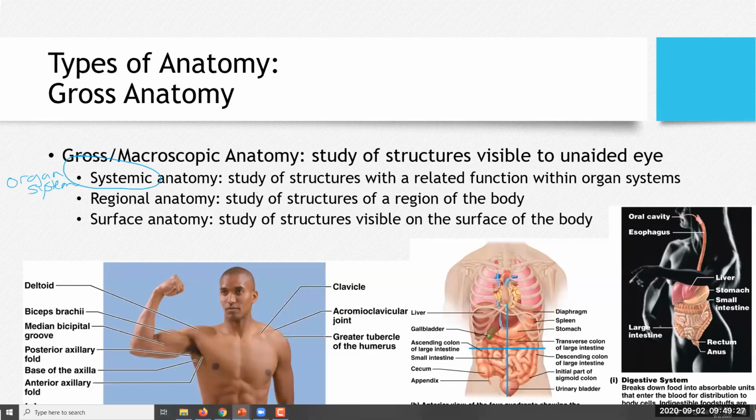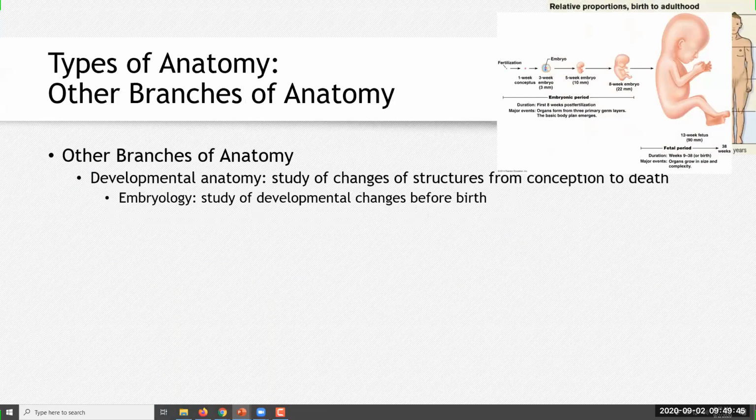And part of developmental anatomy is called embryology. Embryology is still part of the development, but this is the development that occurs before we are born, as we are an embryo. So embryology is as we develop, but within the womb.